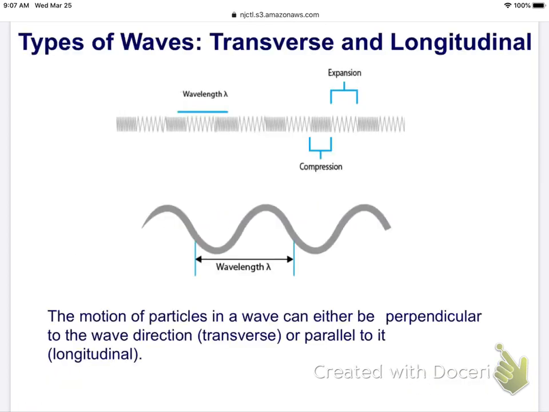Types of waves. There are two types of waves, something known as a transverse wave and a longitudinal wave. Transverse waves: the motion of particles can either be perpendicular to the wave, that's transverse. So this would be a transverse wave where the particles are moving perpendicular, or longitudinal. Longitudinal is this type of wave here.